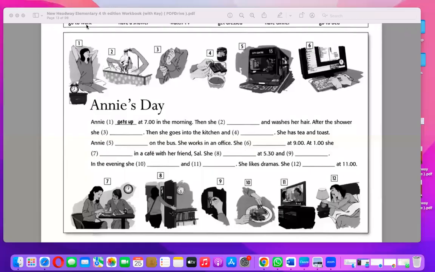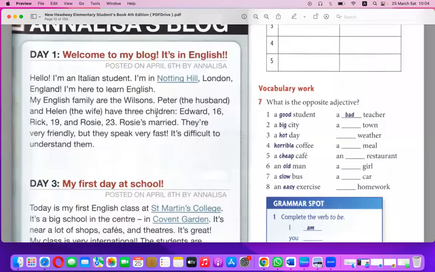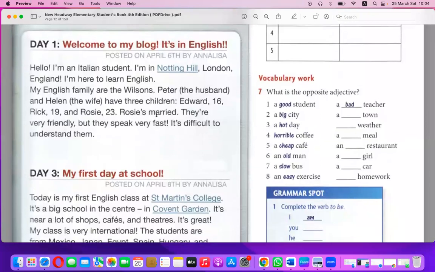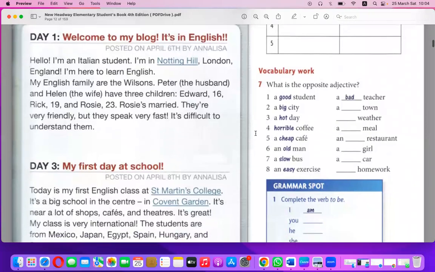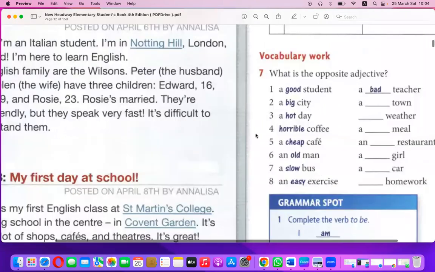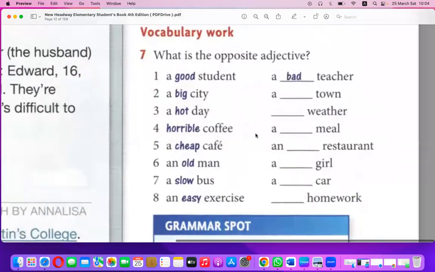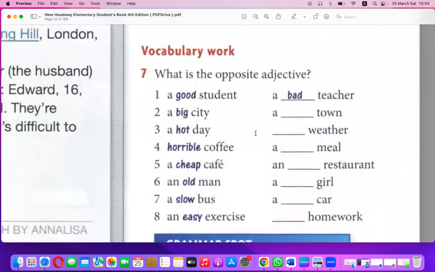Let's start. So today we're going to do a little bit of both. We're going to do some reading, some grammar, and also listening at the end. Okay? So first thing, let's do this exercise of vocabulary. We're going to study how to form the opposite of adjectives.